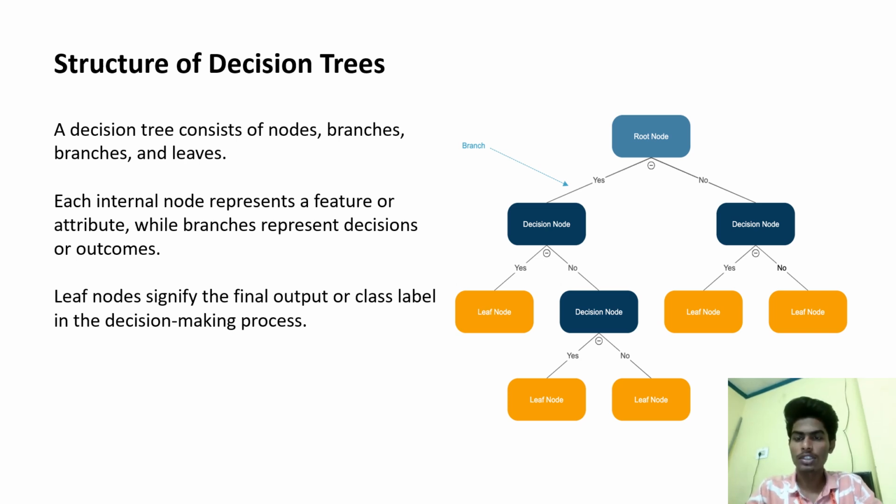And we can see the structure. Here we can see the root node. If it satisfies yes, then we go to a decision node, or if it doesn't satisfy, again we go to a decision node. These two are called branches. In a decision node, if it satisfies, then it goes to the leaf node. If it doesn't satisfy, it again goes to a decision node, and then again goes to yes or no, leaf node or decision node. Like this, the decision tree continues until we get the outcome.